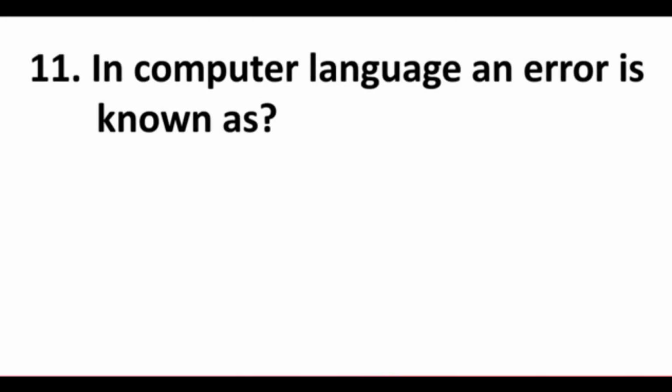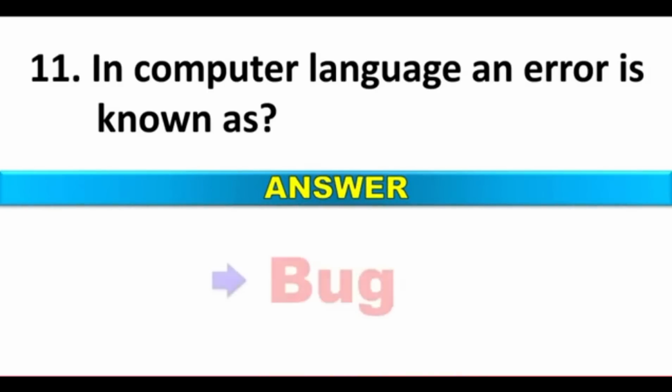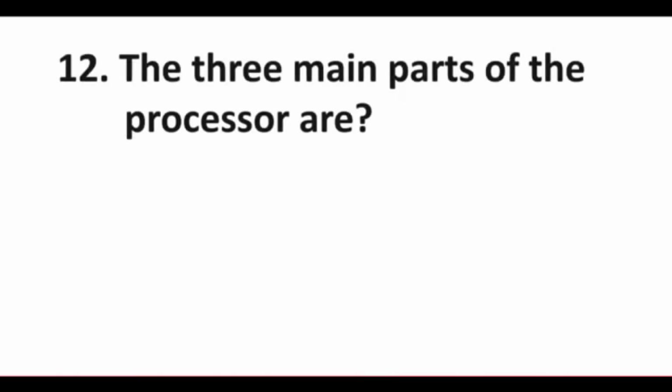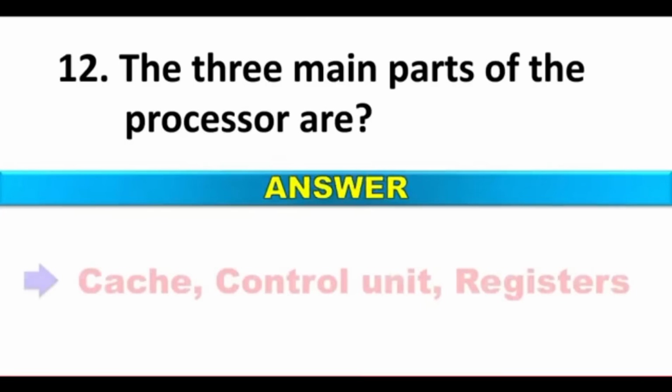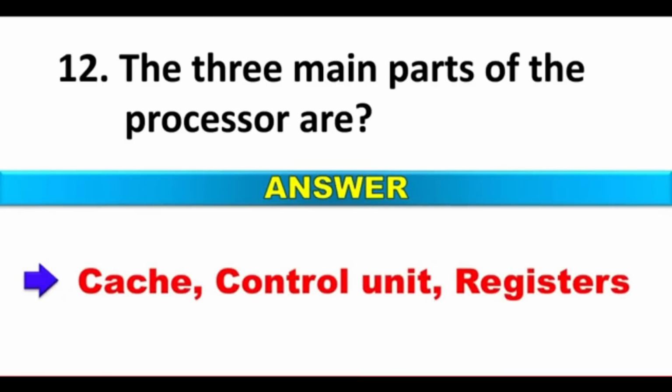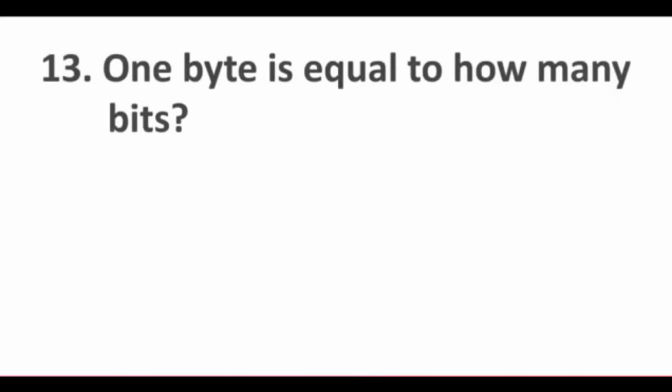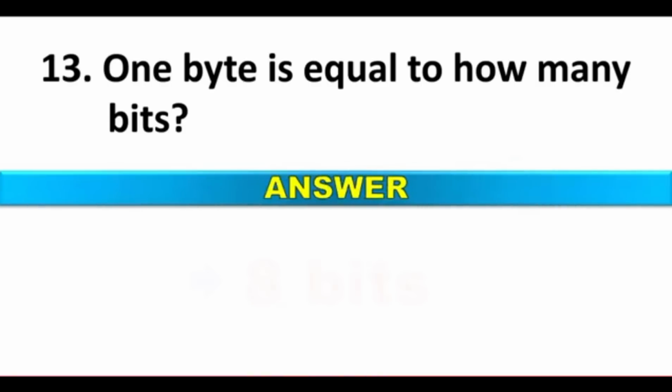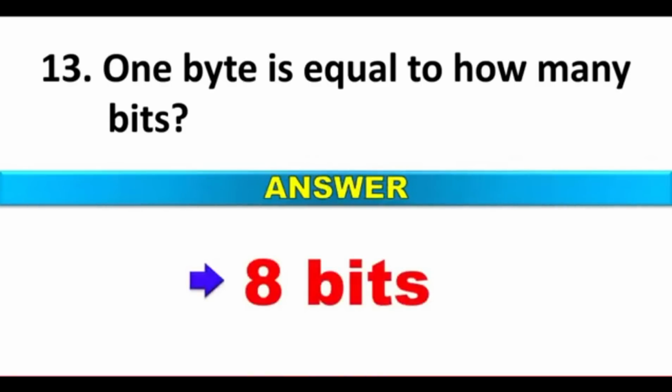In computer language, an error is known as a bug. The three main parts of processor are cache, control unit, registers. 1 byte is equal to how many bits? 8 bits.